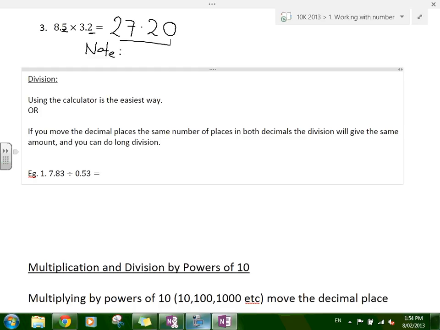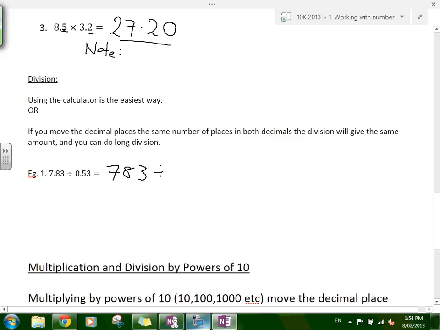Alright, so this example, I'll show you this one. So 7.83 divided by 0.53. Now this is difficult to do by hand because it's cumbersome, and working with division with decimal places is difficult. So we can change this to, it's actually equal to 783 divided by 53. What I've done here is I've shifted 2 decimal places. I've multiplied both by 100, and so I've shifted this one 2 decimal places, this one 2 decimal places.